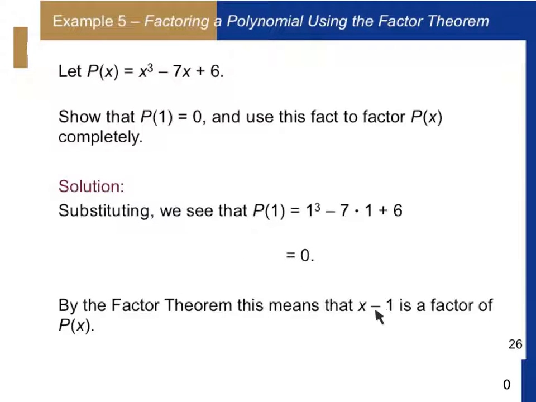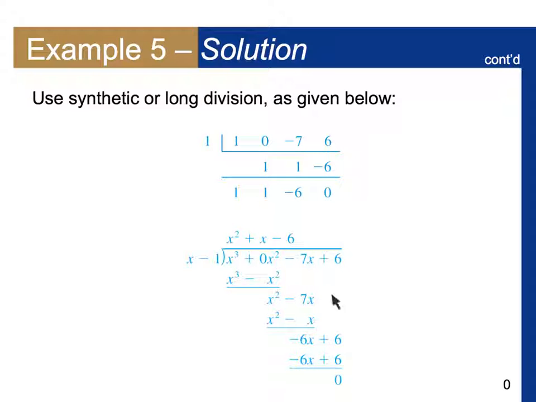That means, by the factor theorem, that x minus 1 is a factor of P of x, which means we can divide out x minus 1 to factor this thing. So let's look at the long division first. I have x cubed, remember you have to put a 0 for x squared, minus 7x plus 6. We're dividing by x minus 1.